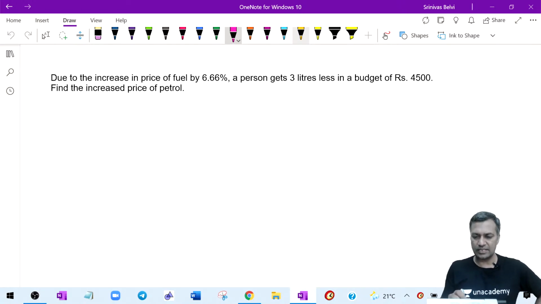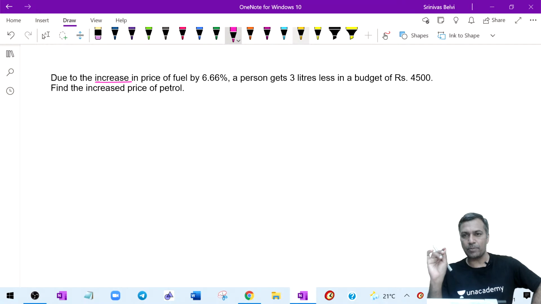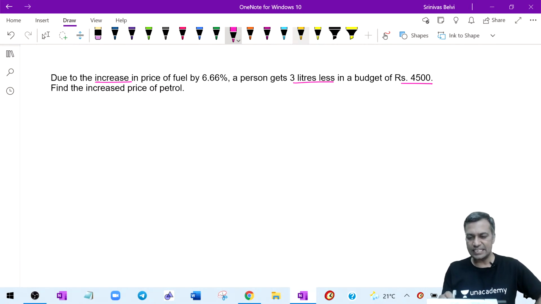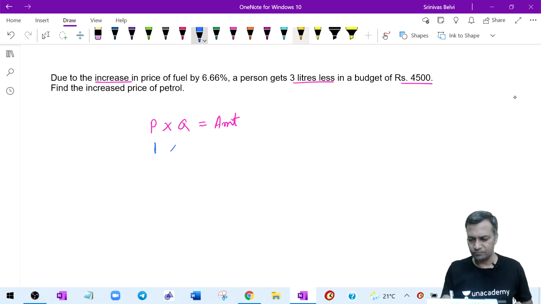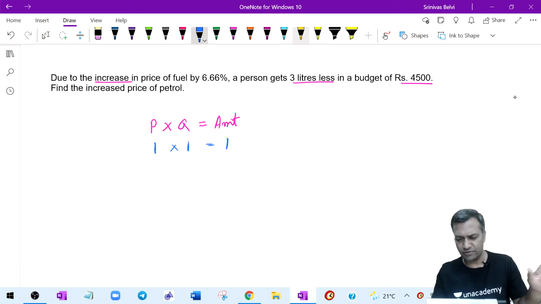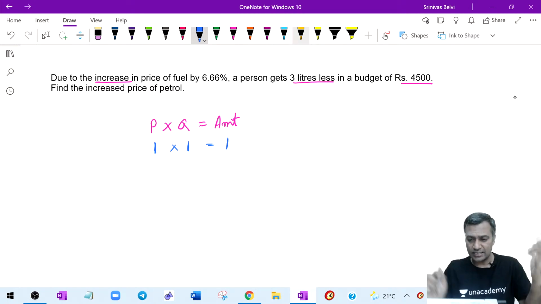Now see this. Now there is an increase. Due to an increase in the price of fuel by 6.66%, a person gets 3 liters less for this particular budget. Find the increased price of petrol. Okay, two things are happening. There is a price and there is a quantity he's filling. So he's paying a certain amount. Initially, let's say that one full price, one full quantity results in one full amount. You don't write that one. It's a waste of time. You never do that. You know that I just have to write the multiplier.